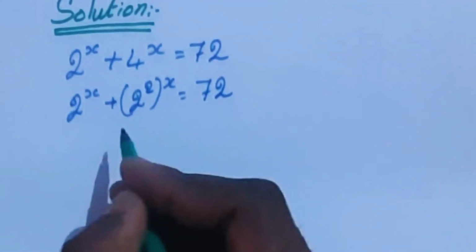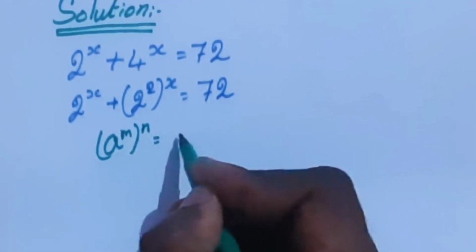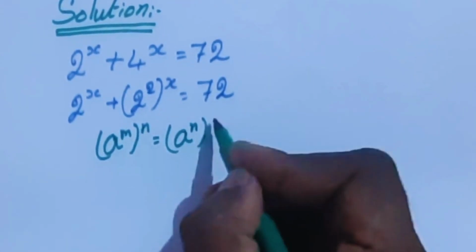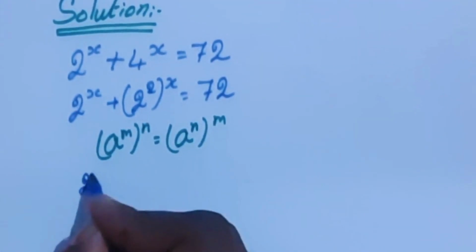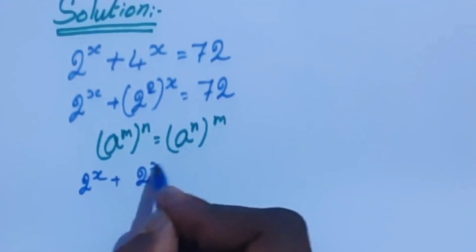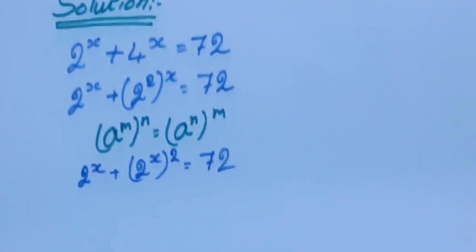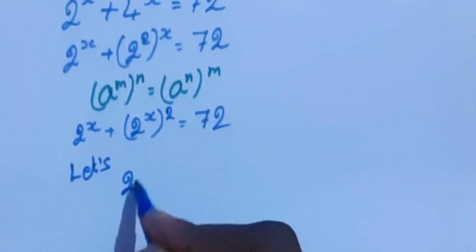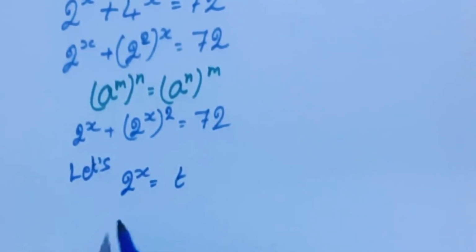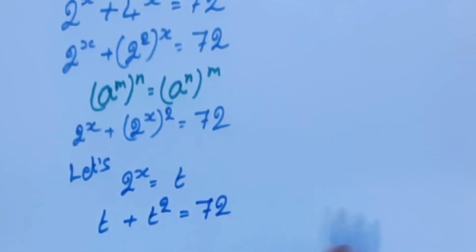Now we are going to apply the exponent identity (a^m)^n = (a^n)^m. So we get 2^x + (2^x)^2 = 72. Let us assume that 2^x = t. Applying this t here, t + t^2 = 72.